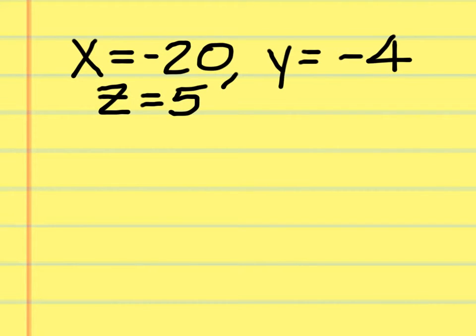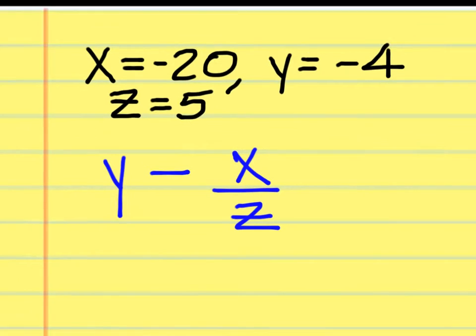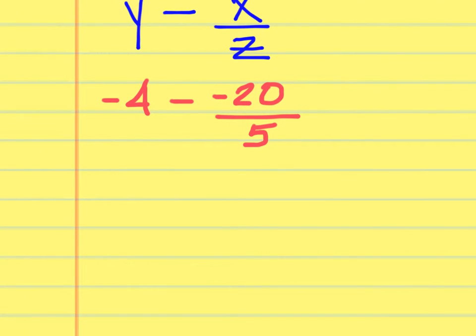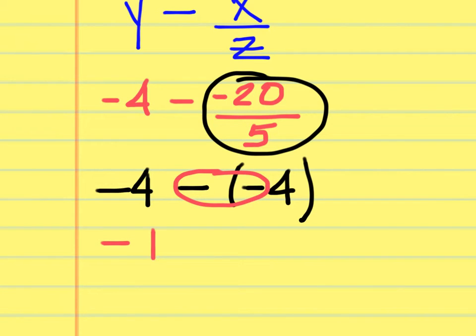You have x, y, and z, and here is the problem. The problem is y minus x divided by z. Let's plug in what we know. We know that y is a negative 4 and then minus x over z. X is a negative 20 and z is 5. Let's simplify this first. That's division. It must be done before subtraction. Negative 20 over 5 is a negative 4. You have a double negative here. That makes it negative 4 plus 4, which is 0.